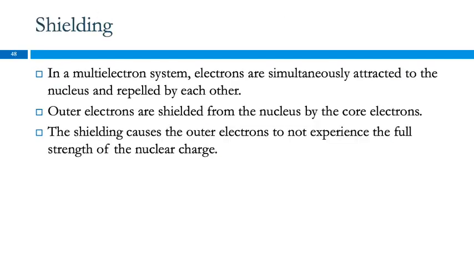Well, this gets back to shielding. So when we have a multi-electron system, which is everything but hydrogen, we've got the attraction with the nucleus and repulsion from the other electrons. The outer electrons, the ones that are farthest away, are going to have a bigger impact on measuring the size of the atom because they're the outermost ones. They are shielded from the nucleus by the core electrons, and we talked about this in chapter 8. So this shielding causes the outer electrons to not experience the full strength of the nuclear charge.